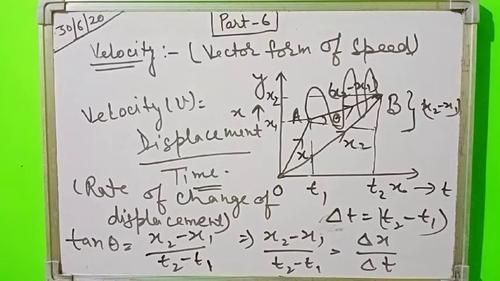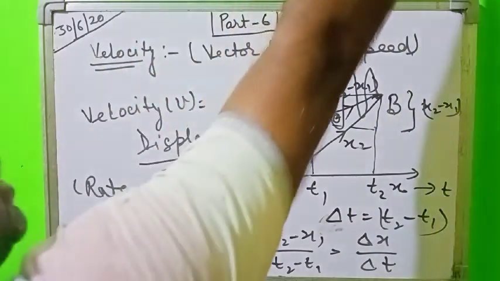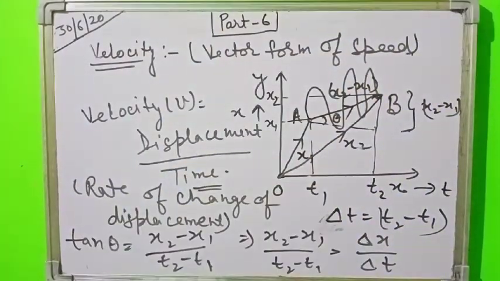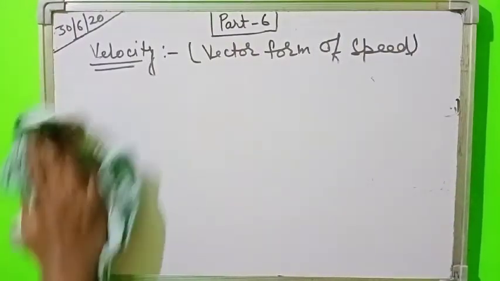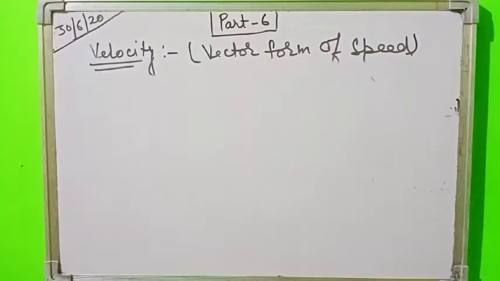This slope gives the velocity, which means the slope of the displacement-time graph gives velocity. So the rate of change in position or displacement of an object with time is called velocity. And since it is the vector analogue of speed, it is a vector quantity. I think it is clear to you all. It is a vector quantity.